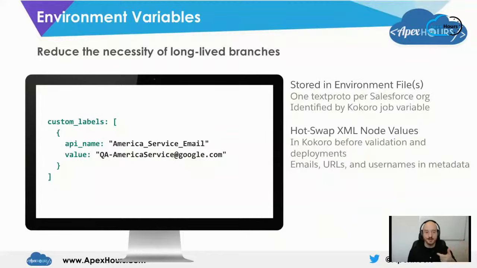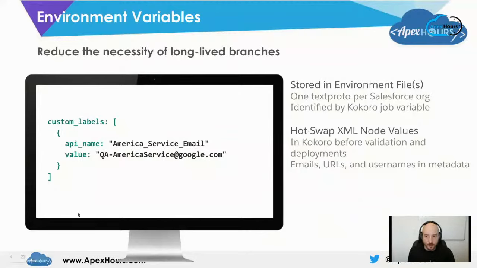We'll use that to fetch the text proto of interest, and then we'll hot swap in the XML node values right before the deployment actually executes. So for example, we might have a text proto called qa.environment.textproto. Then our Kokoro job is going to inject an environment variable that says the target Salesforce environment is QA. So then we'll use the string of QA to fetch the text proto of interest.